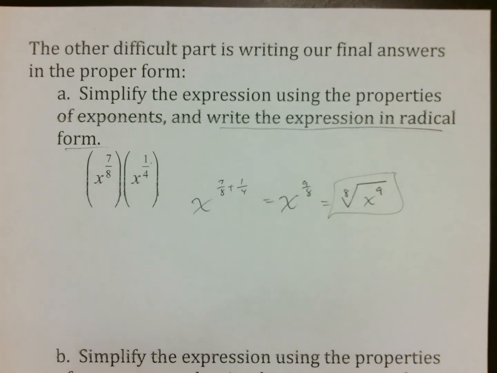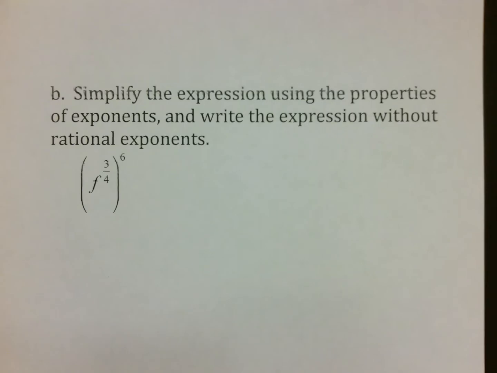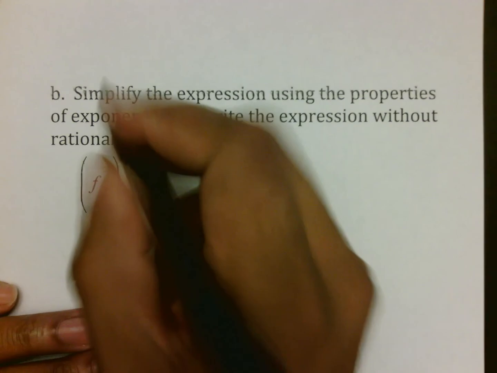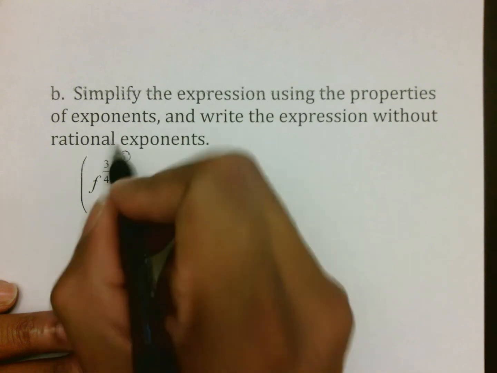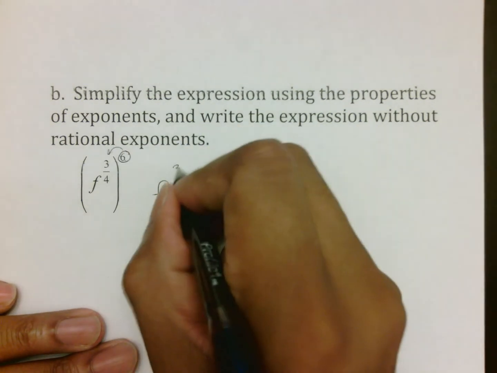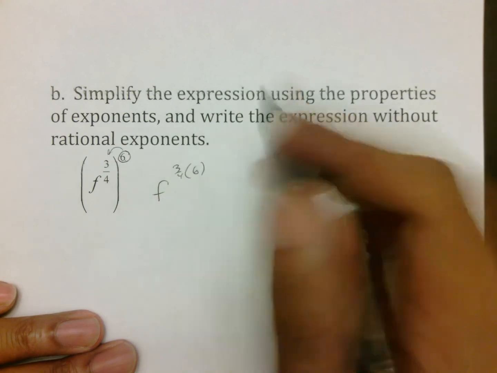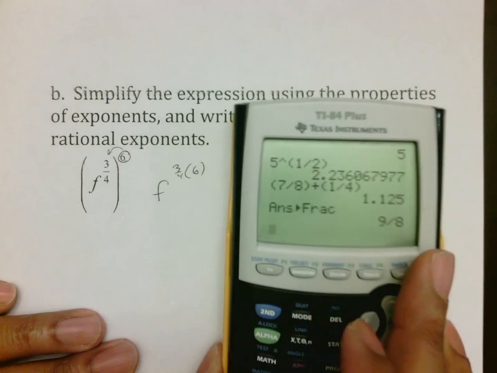Alright. And again, same thing on B. You'll see the directions will say simplify the expression using properties of exponents, write the expression without rational exponents. It's giving us two sets of directions. The first thing we have to do is follow our rule. This 6 is floating outside of a parentheses, so therefore we should distribute it. So we end up with f to the 3/4 times 6, whereas the other one was adding. This one is multiplying, again applying those rules that we've been learning.